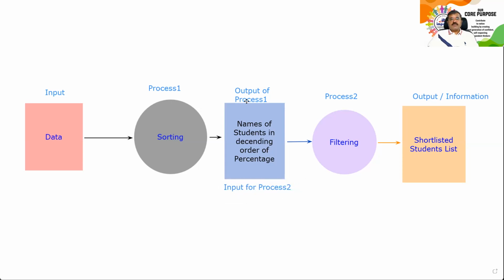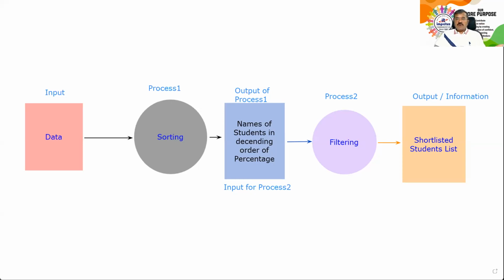So the point is, if this is the list that we are talking about, that was an output of the operation of sorting, but that becomes input for another process, that of filtering. So output at one stage can become input at another stage. So information can be further processed to generate another information.